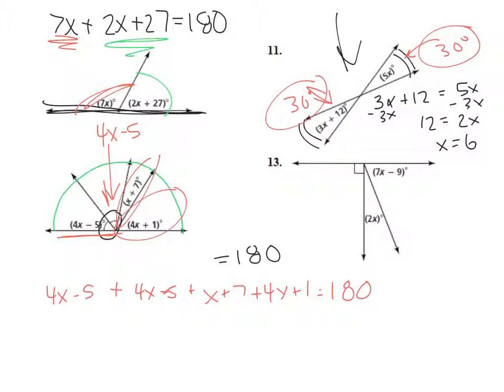And the last one is, if this is 90 and this makes a line, that means that this is 90 as well. So my equation is this angle plus this angle has to equal 90. So it's 2x plus 7x minus 9 has to equal 90. And you go ahead and solve for x.